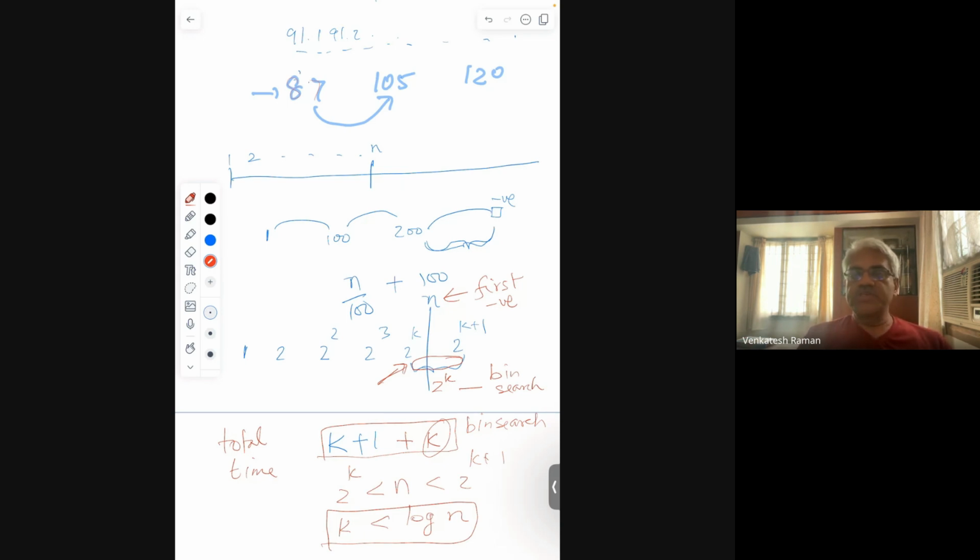Okay, any questions? So this is a very cute binary search. It's called doubling binary search, a variation of binary search. If you don't know the maximum range, you can just do this doubling.